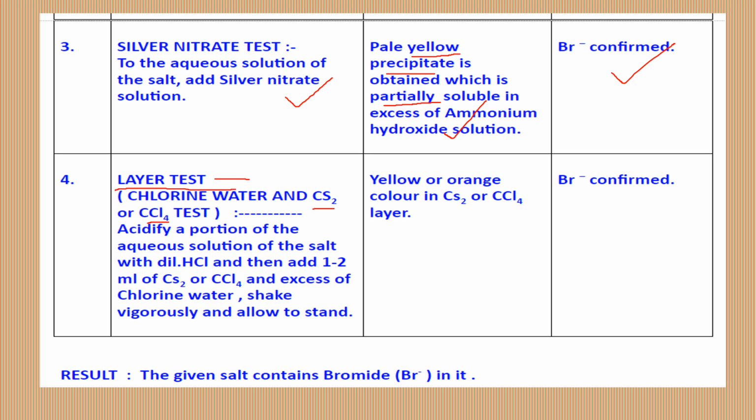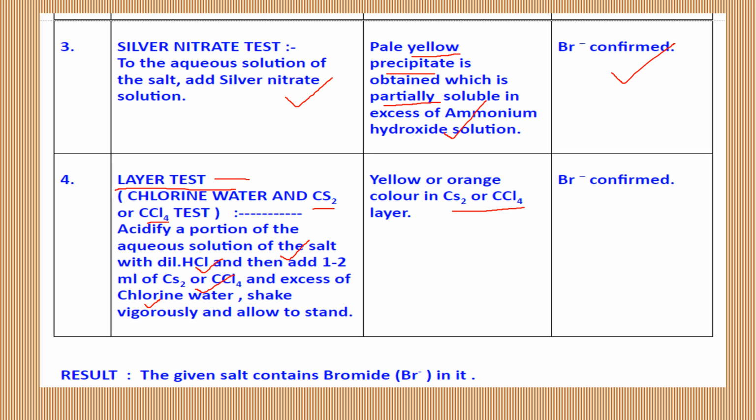Very, very important. You will take a small quantity of the aqueous solution of the salt and add dilute HCl to it. Then you add a few ml of CS2 or CCl4, whichever is available in the lab, and then add excess of chlorine water to it. Shake the contents of the test tube vigorously. You will see that there will be two layers. And why two layers? Because you have taken aqueous solution, water will be there, and CS2 and CCl4, these are non-polar solvents.